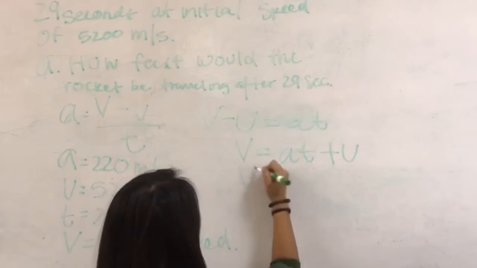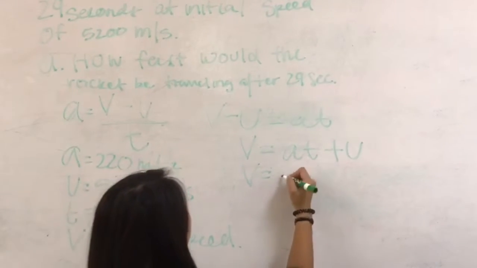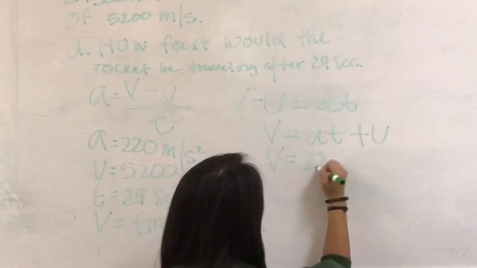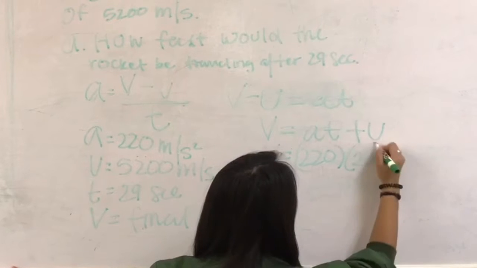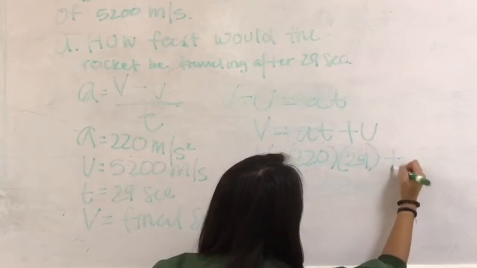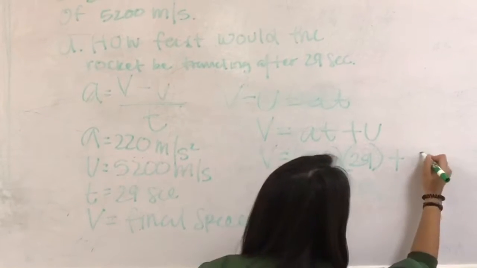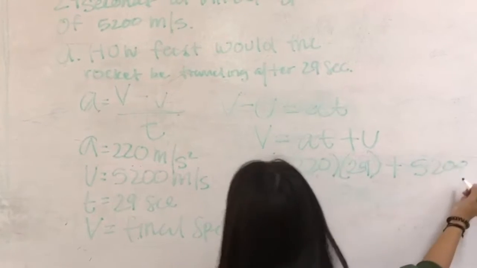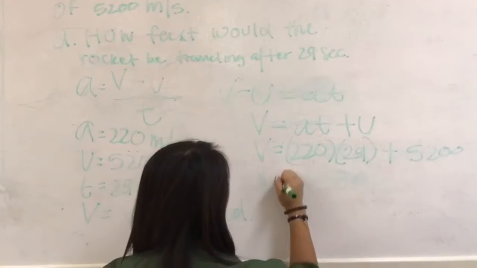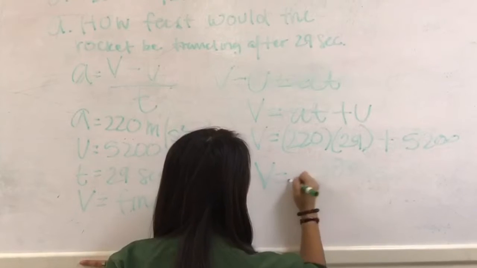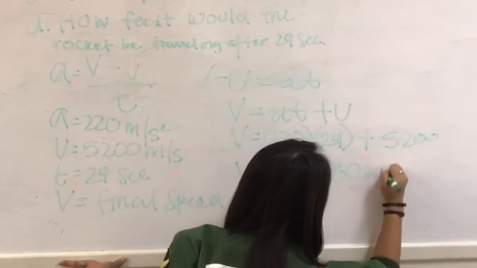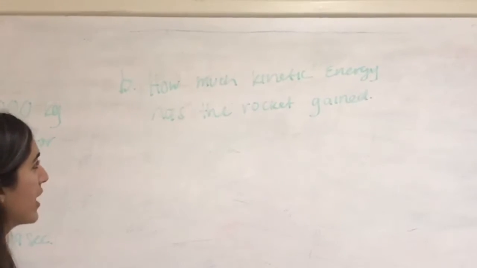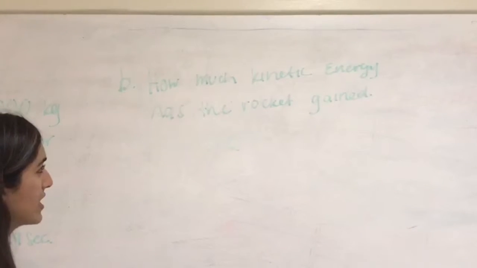So we have v equals acceleration, which is 220 meters per second squared, times time, which is 29 seconds, plus u, which is 5,200 meters per second, which gives us a velocity of 11,580 meters per second. We're going to look at how much kinetic energy the rocket has gained.